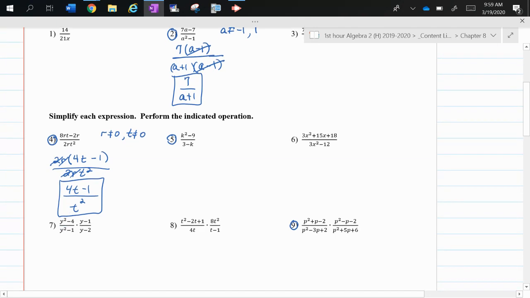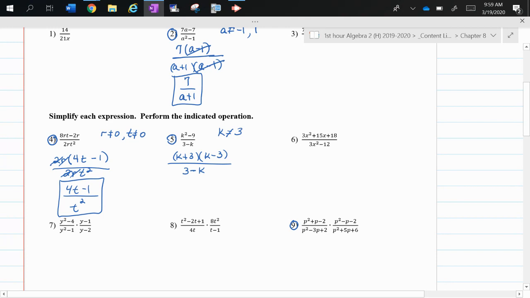Okay, we're going to go to number 5 now. Number 5 has, I see, in the numerator, a difference of two perfect squares. So I'm going to factor k squared minus 9: k plus 3 times k minus 3, all over 3 minus k. So let's talk about the restrictions. What's going to make the denominator 0? What 3 minus what would give me 0? So I see that k cannot be 3.